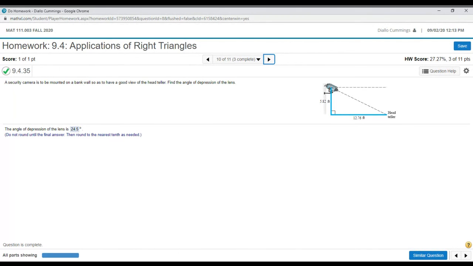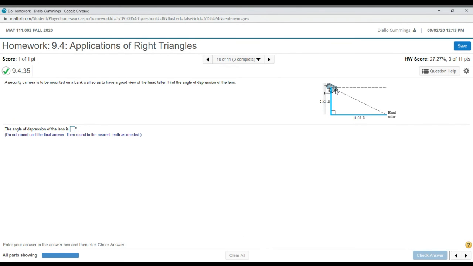I'm going to generate another example. All right, so here we're given a security camera is mounted on a bank wall so that it has a good view of the head teller, and we're asked to find the angle of depression of the lens.